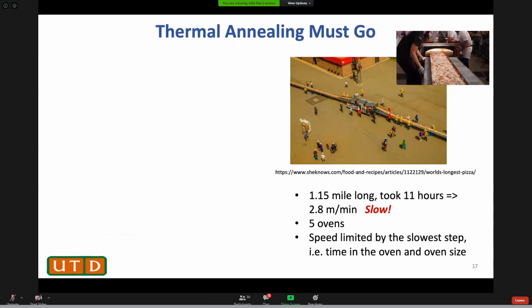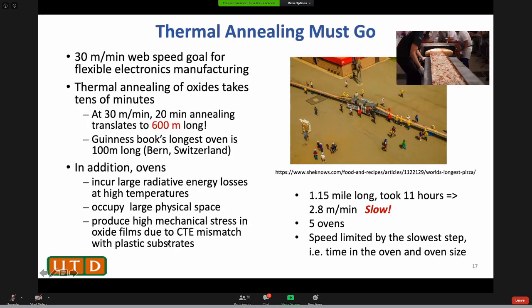In addition, if you go to high temperature, ovens incur a large radiative energy loss. And a 600 meter oven is 600 meters long, so it occupies a large physical space. And the other problem is it's equilibrium heating. It's heating the substrate and the film at the same time. So you always have that CTE mismatch problem, and the oxides are going to crack.